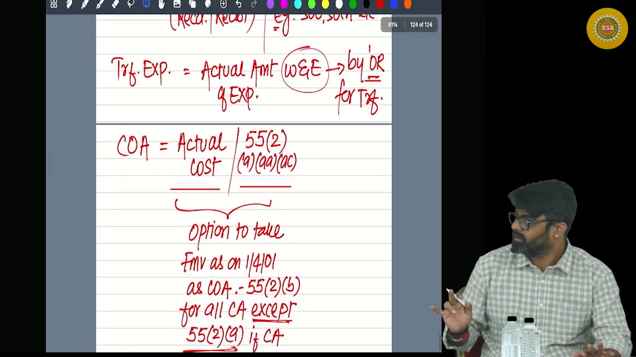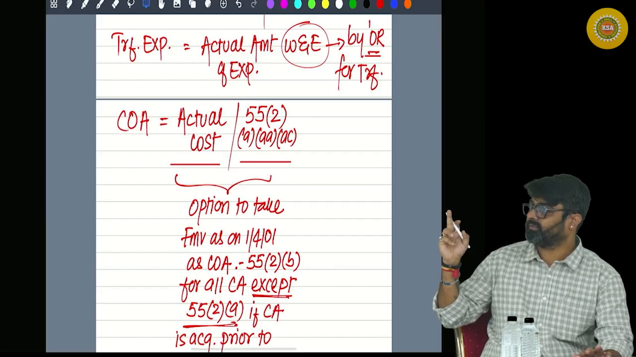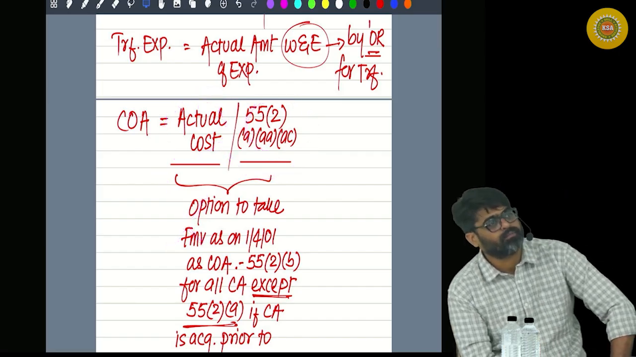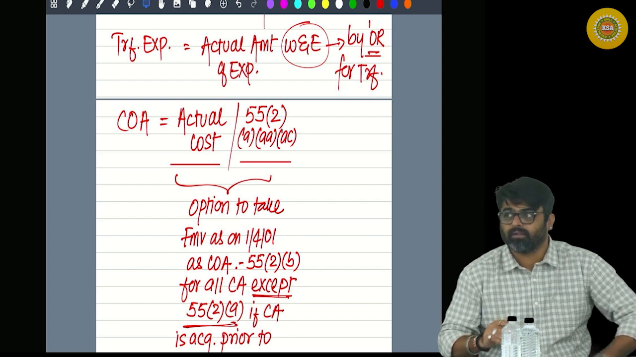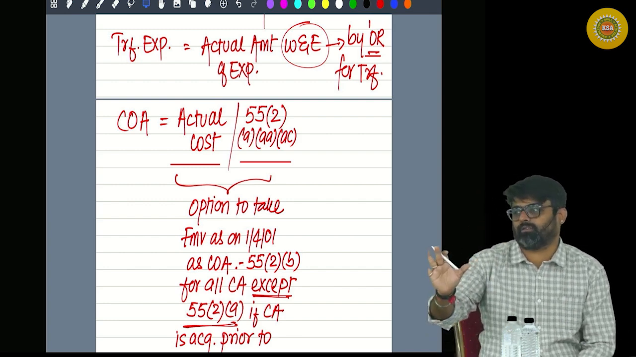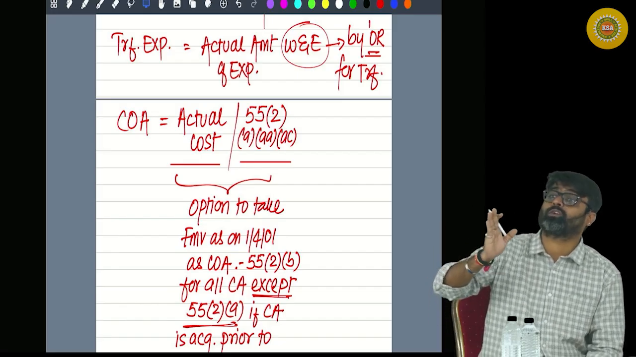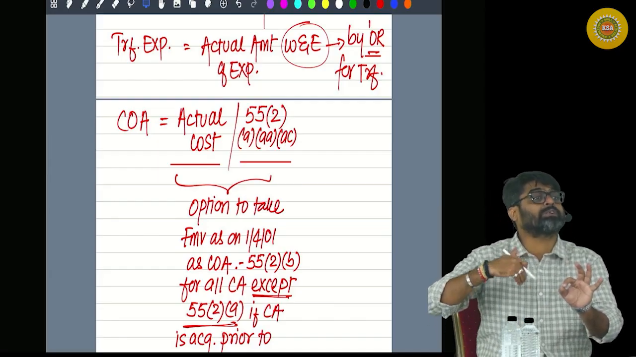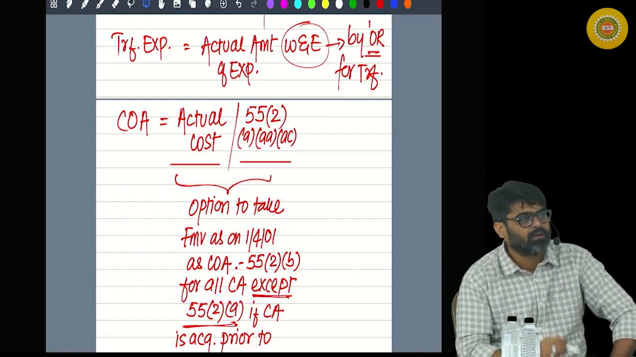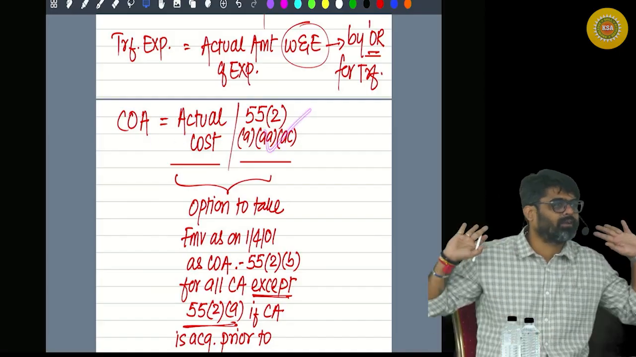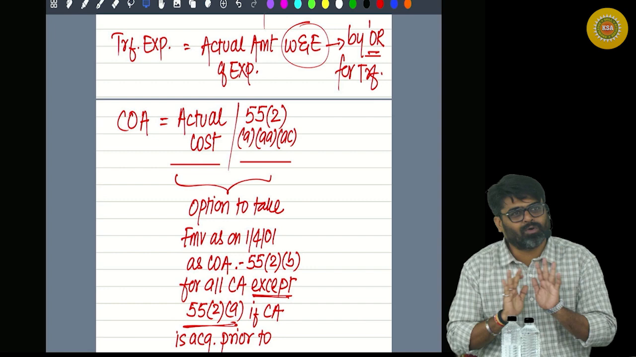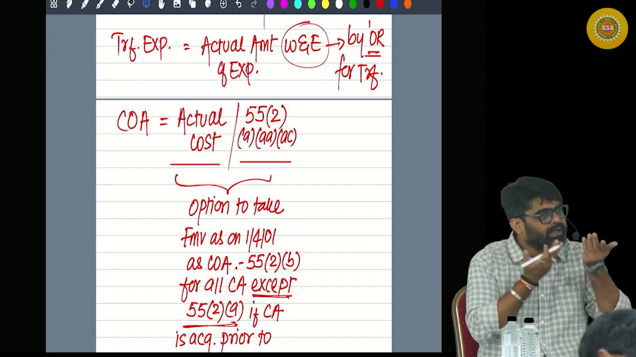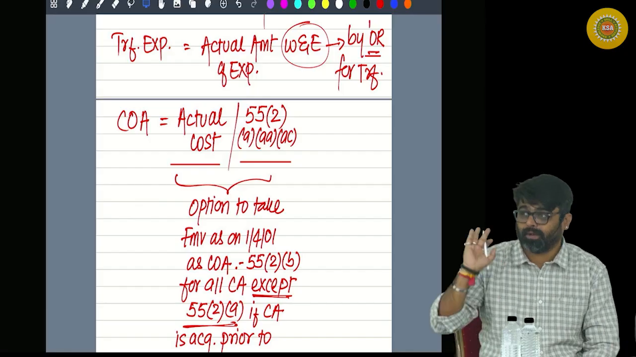Now wait. Sometimes this, sometimes this, and sometimes no fair market value option is there. When will there be no option to take fair market value? Common sense. That option is available only if the asset was acquired prior to 1st April 2001. But what if the asset was acquired on or after 1st April 2001? Will you get this option? Take actual cost, or the cost which is given. Then no fair market value as on 1st April 2001 will be given in the question, because that option does not exist.